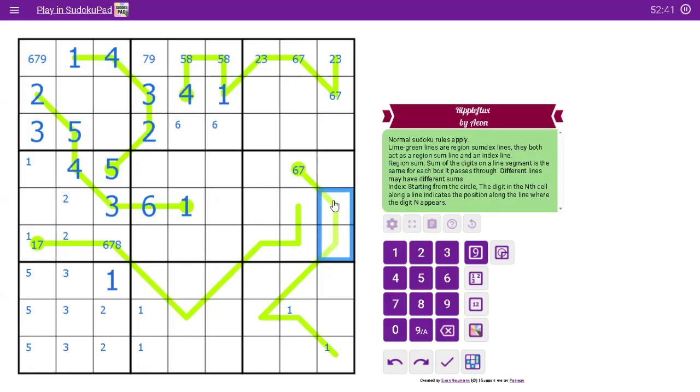If that's 7, this sums to 7. It's not 1, 6. It could be 2, 5, or 3, 4. If it's 6, it sums to 8. Okay, I feel like that was a nice deduction, but I don't know what else to do. Okay, this cell is very interesting. This cell is indexing, right, where the 6 goes on the line.